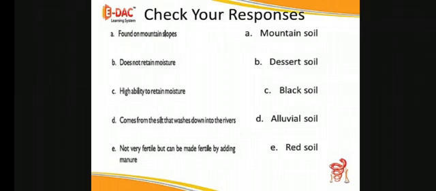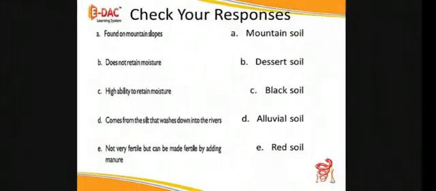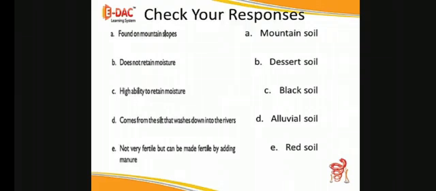Let us now see how many correct responses we got. Found on mountain slopes, mountain soil. Does not retain moisture, desert soil. High ability to retain moisture, black soil. Comes from the silt that washes down into the rivers, alluvial soil. Not very fertile but can be made fertile by adding manure, red soil.